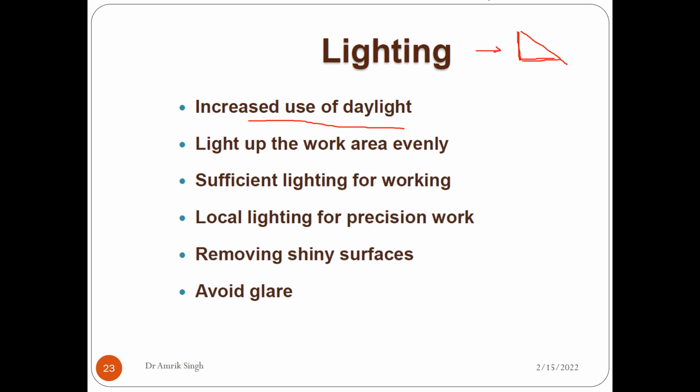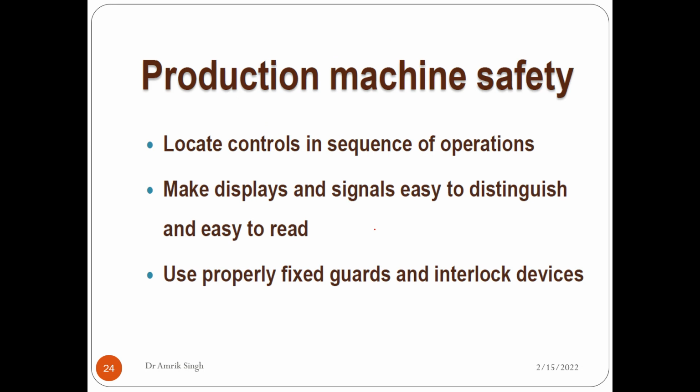Light up the work area evenly. So there should be proper light on the workpiece, sufficient light for working, local lighting for the precision work, remove the shining surfaces nearby and avoid glare. Okay. So these are some precautions when designing a workplace from the lighting point of view. Then the production machine safety.